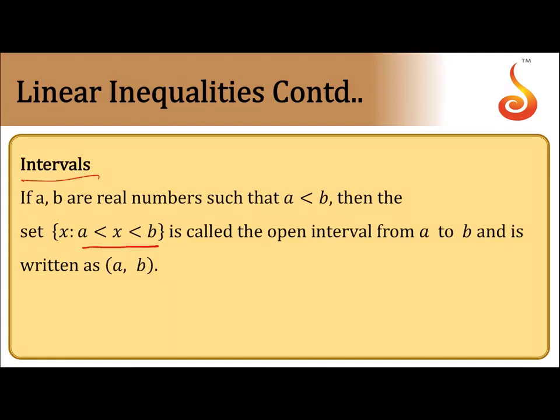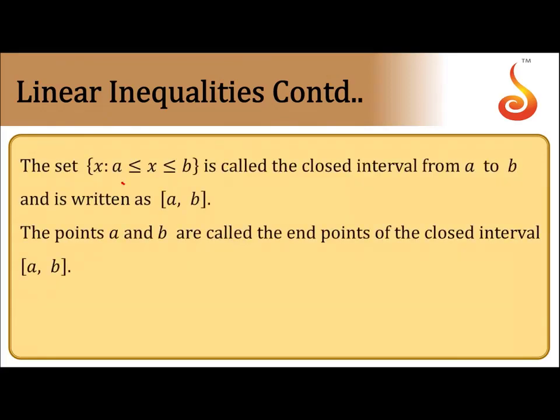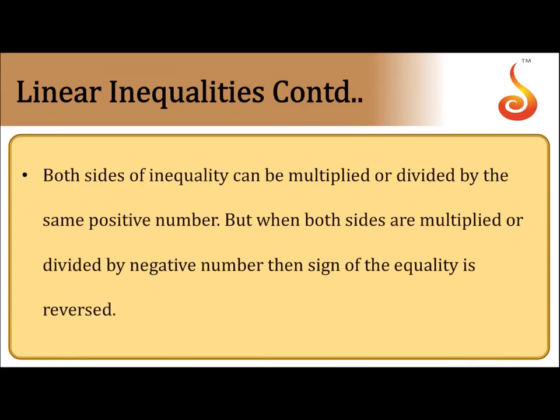Of course, what is meant by an interval? The set of all real numbers which lie between a, b, excluding a and b, is called the open interval (a, b), like this. Whereas the closed interval means the set of all real numbers lying between a and b, where a and b are also included. The set of all real numbers between a and b including a and b is called the closed interval.